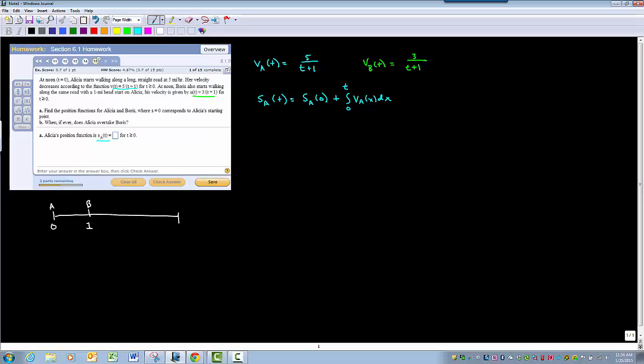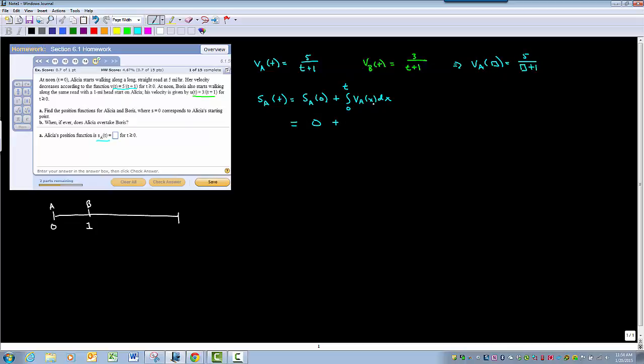Now there's some information in the problem that can help us solve for this. We know that Alicia's initial position at time 0 is 0, and that's given to us down here. Her velocity as a function of time, well, it doesn't matter, that's a dummy variable again. Just remember that VA of something has got to be equal to 5 over that something plus 1.